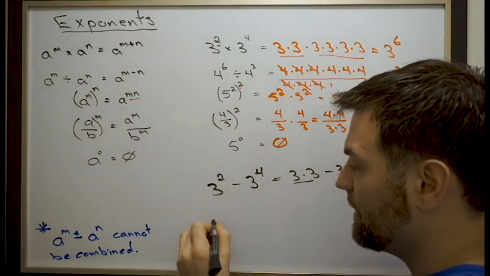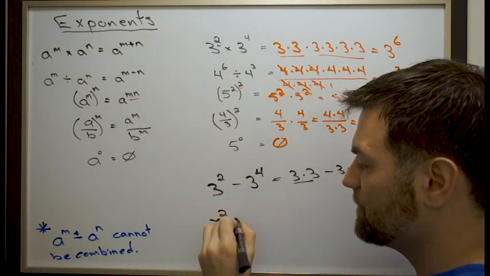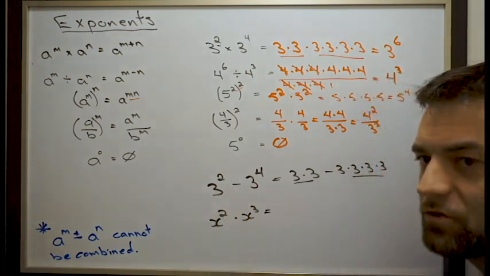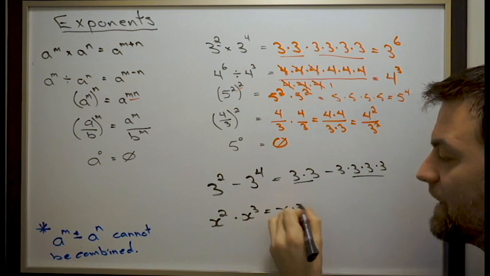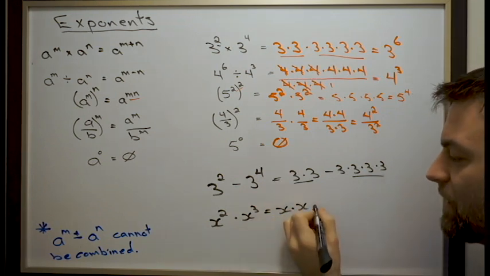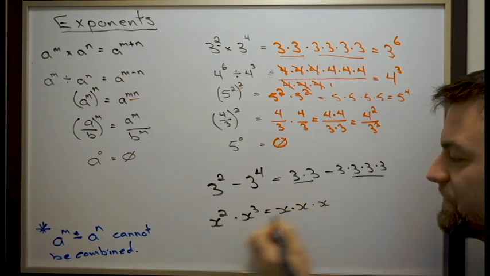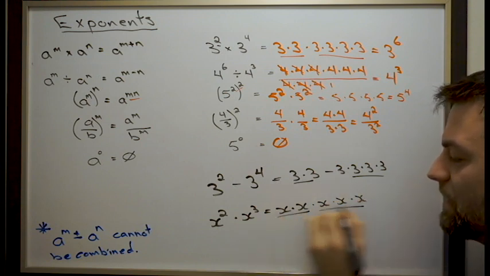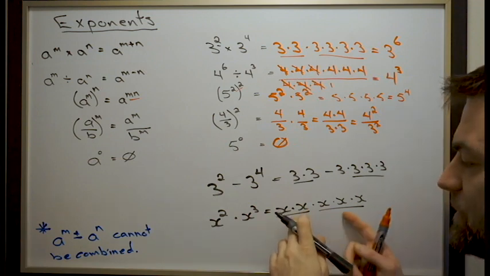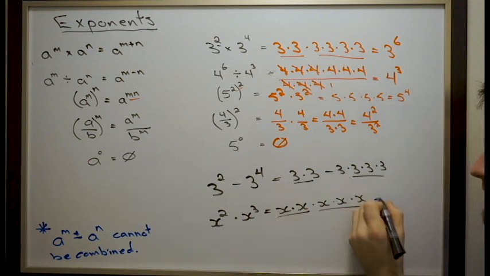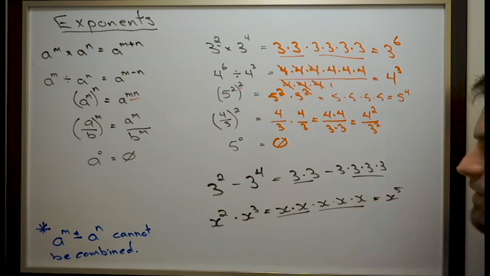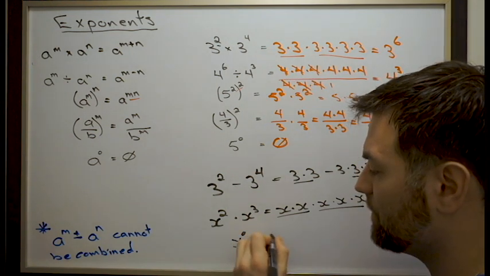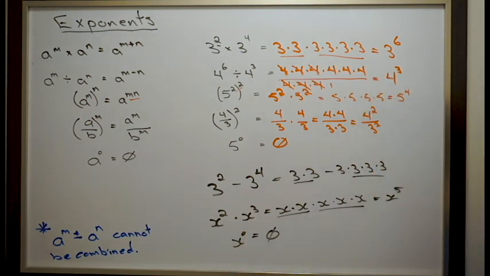And again, this also works with variables like we have over here. So if we had x to the power of 2 times x to the power of 3, well, x to the power of 2 means x times x. And x to the power of 3 means x times x times x. So power of 2 times the power of 3, we have 5 of them, so that is x to the power of 5. And so that still works. And again, even with the 0 value, it still stays as 0.